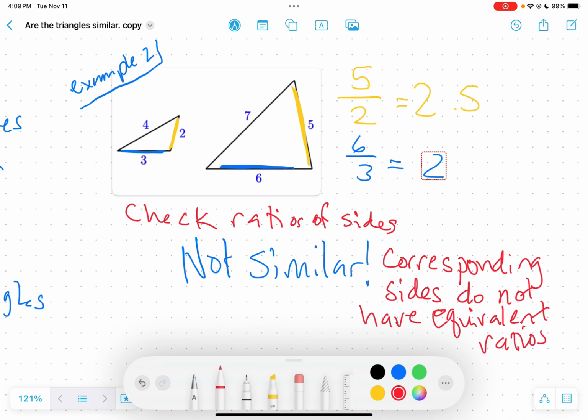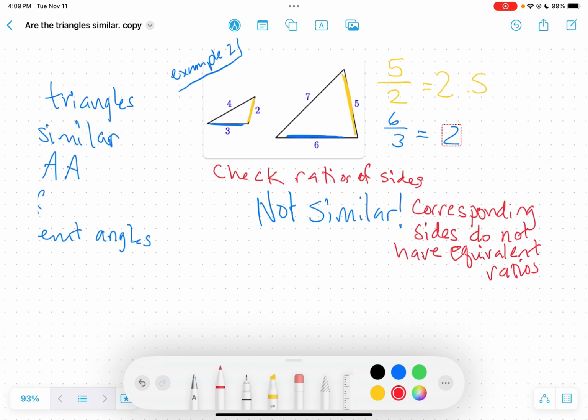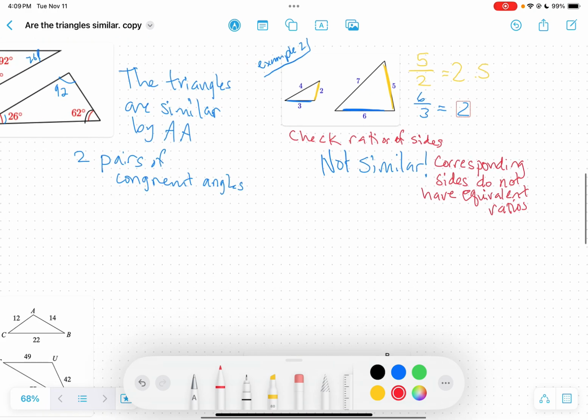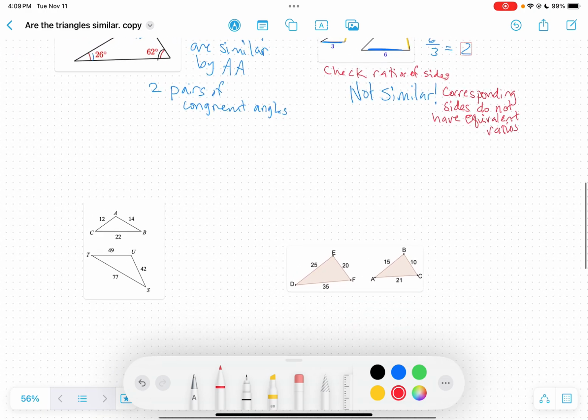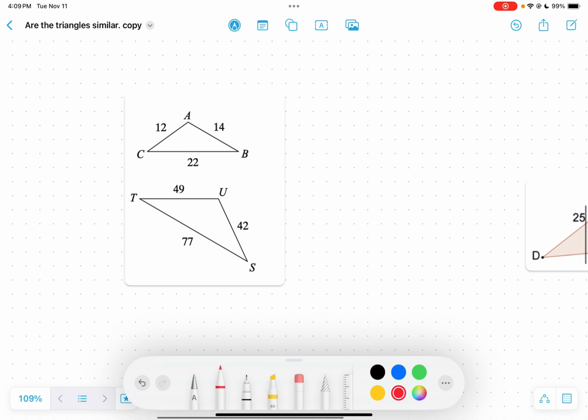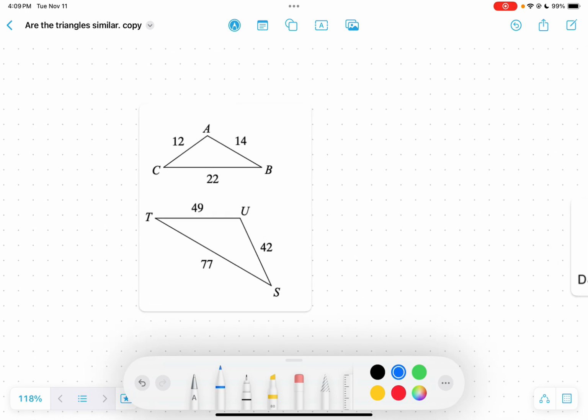So that's the basic process. We'll do a couple more examples, and hopefully it will start to seem pretty simple. So why don't you guys try this example? Try to line up the sides correctly. Figure out which side lines up with which side and check out your ratios. Pause the video for a second and see if you can check if these two triangles are similar.